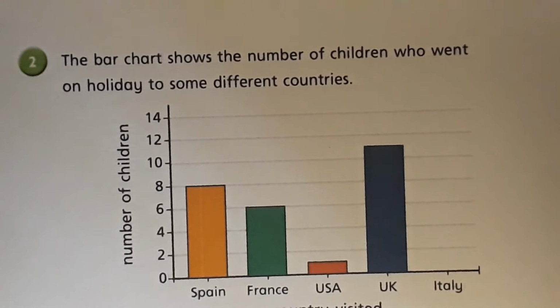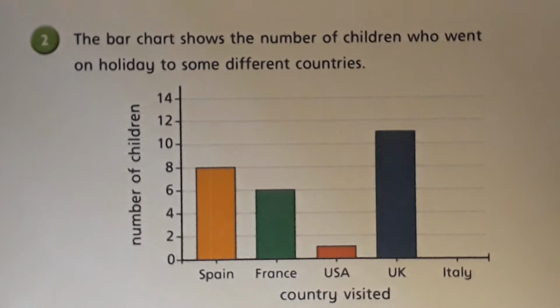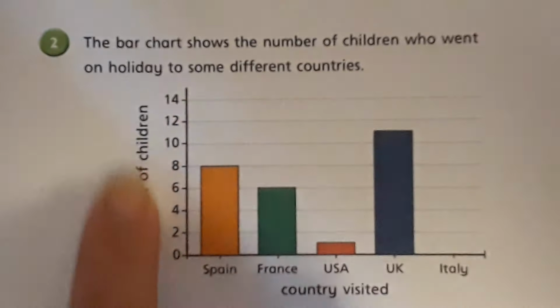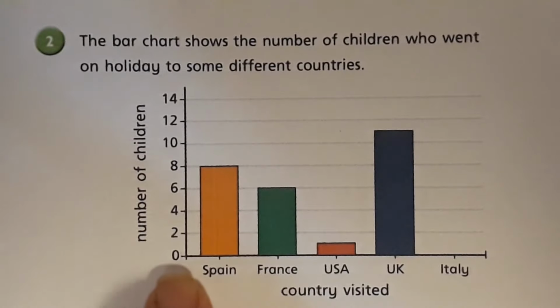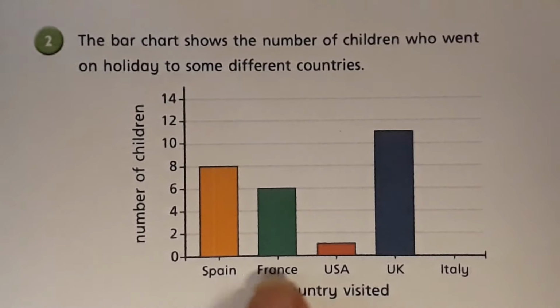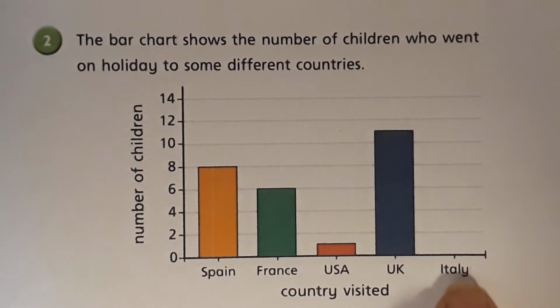Okay, so here's question 2, and now we're using a bar chart. The bar chart shows the number of children who went on holiday to some different countries. Make sure you know what the axes of the bar chart show. On the y-axis is the number of children, and you can see that the scale is not going up in ones but going up in twos. This will affect the way we read the chart. And then the country visited: Spain, France, USA, UK, and Italy.